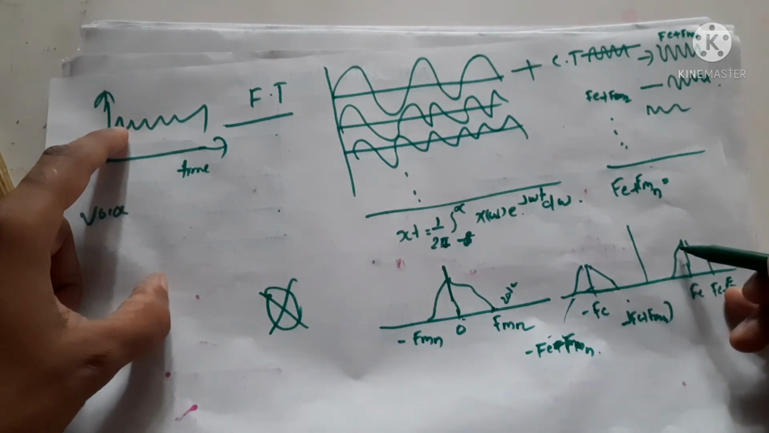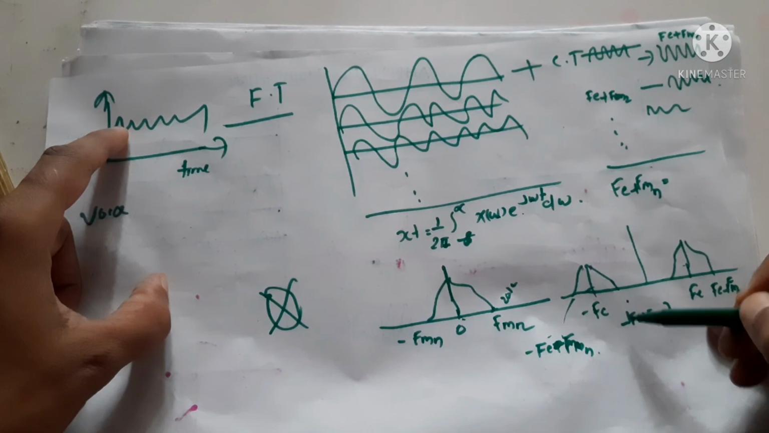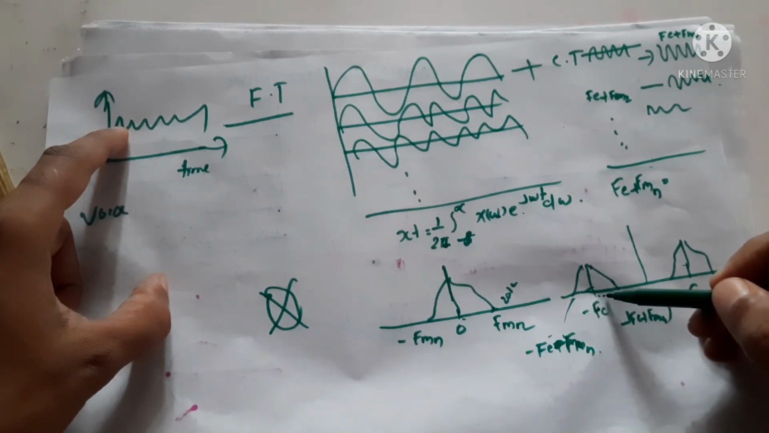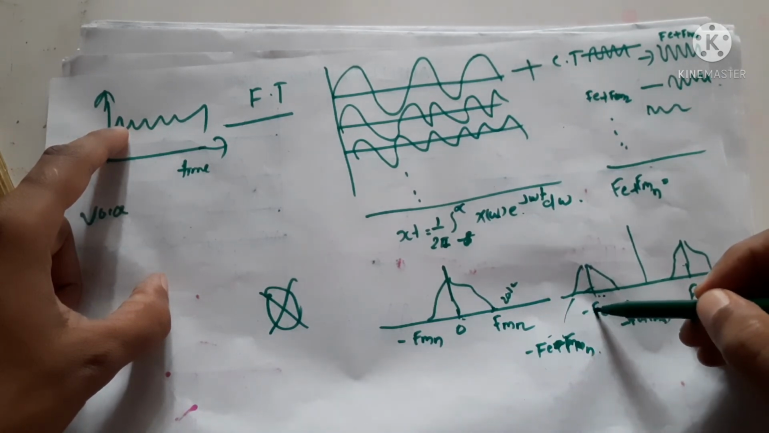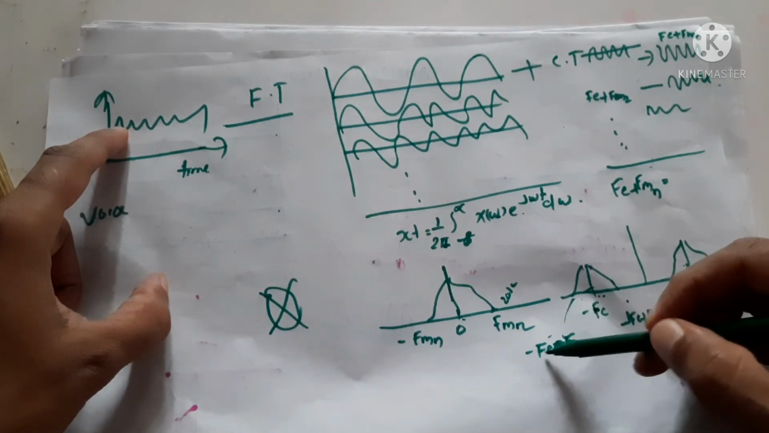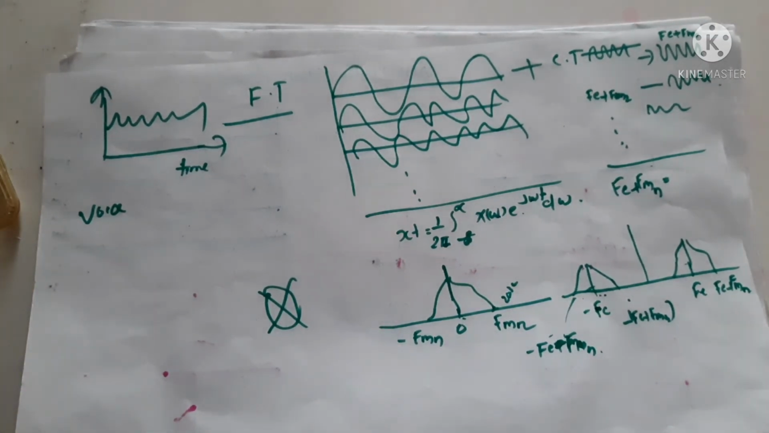This is the positive frequency and this is the negative frequency. Like that, this is the negative frequency, minus FC plus FM1, minus FC plus FM2, etc., minus FC plus FMN. Like this, minus FC, minus FM1, minus FM2, etc., minus FMN. So this is the amplitude modulation vector representation.